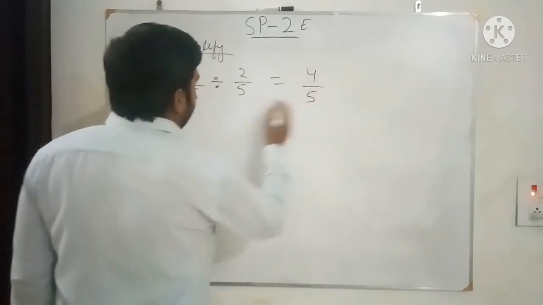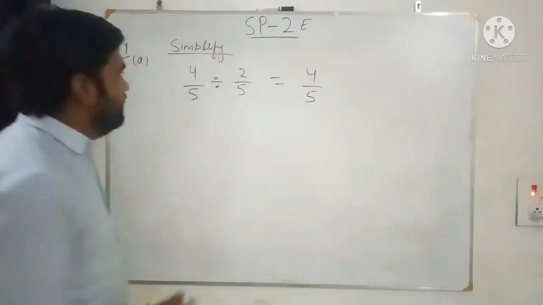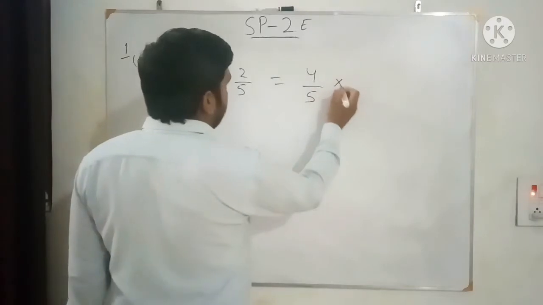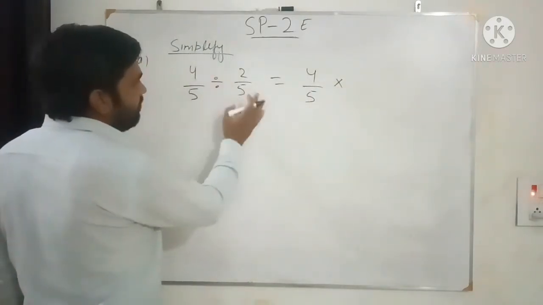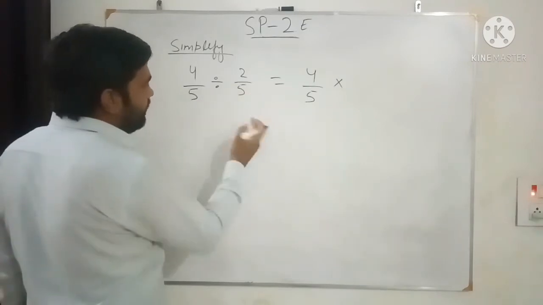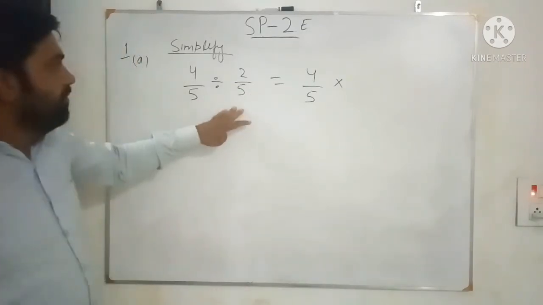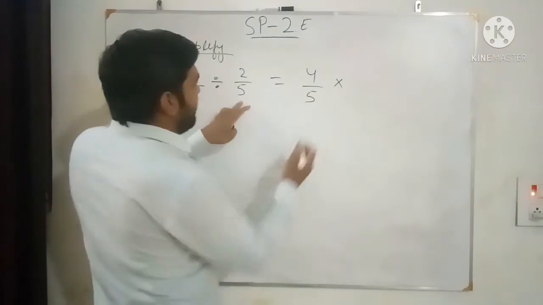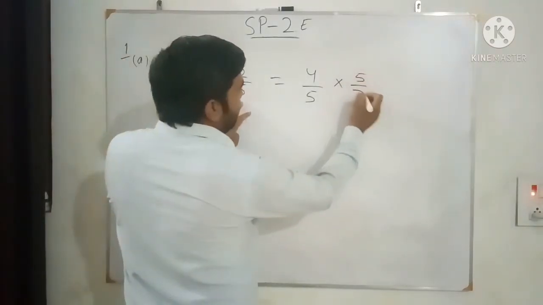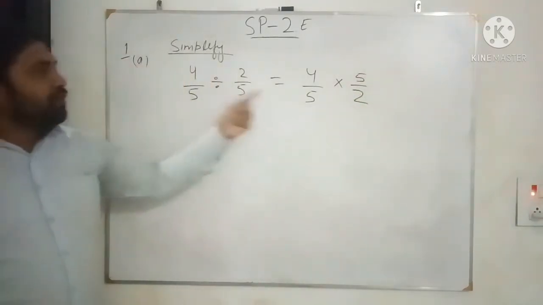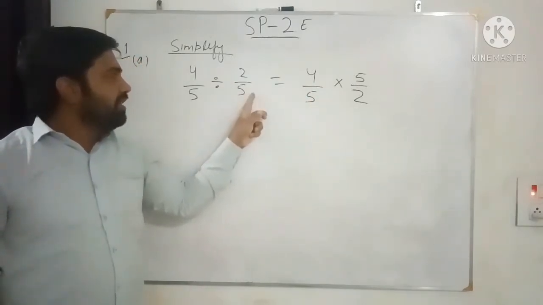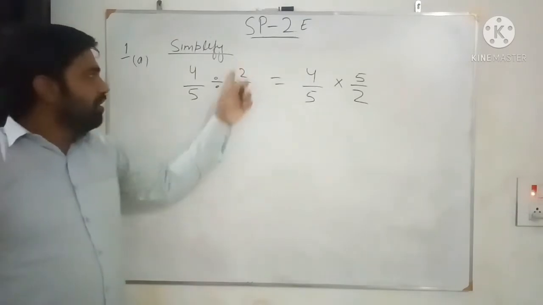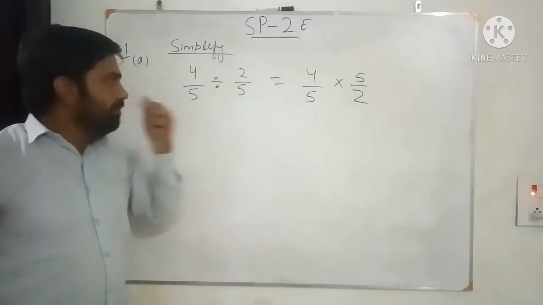4 by 5, we convert this division sign into multiplication. Whenever we convert this division into multiplication, the fraction after the division symbol will be converted into its reciprocal. So the reciprocal of 2 by 5 will be what? 5 by 2. So whenever you convert this division into multiplication, turn the fraction after the division symbol into its reciprocal.